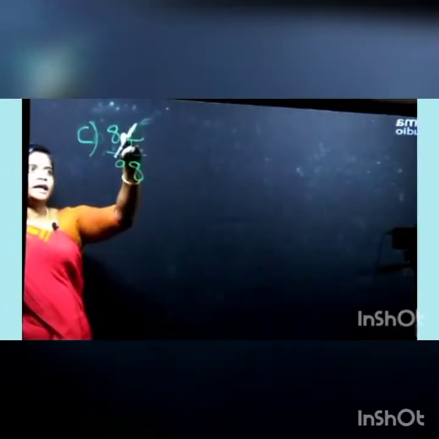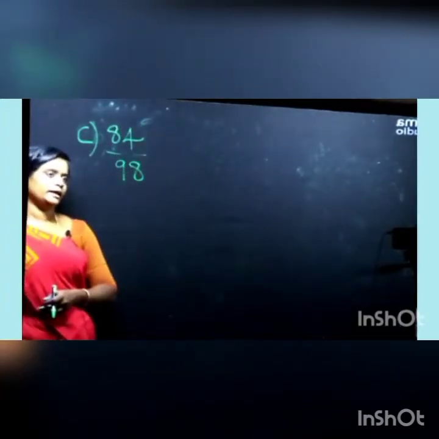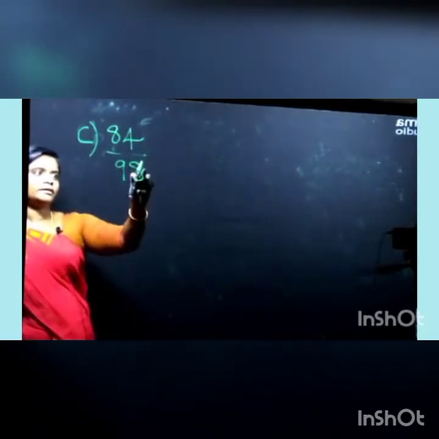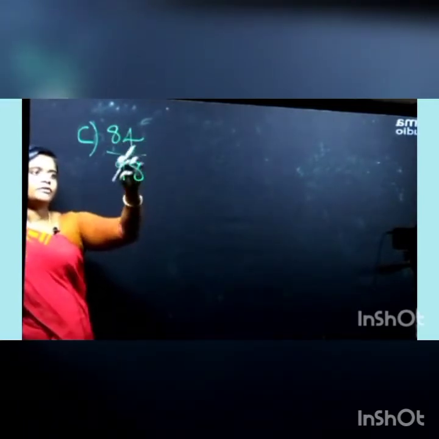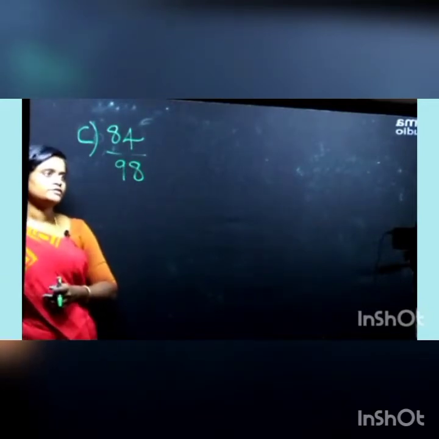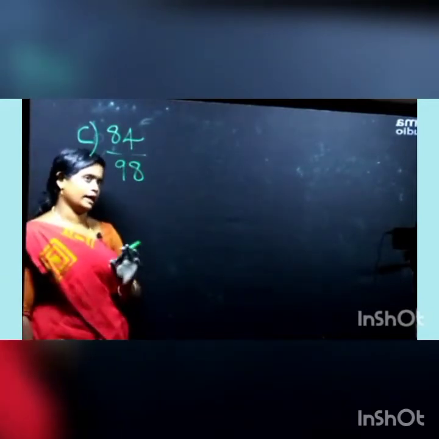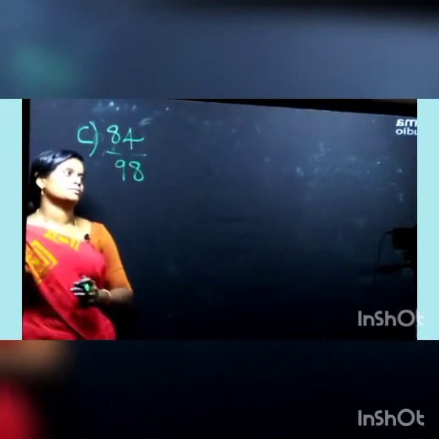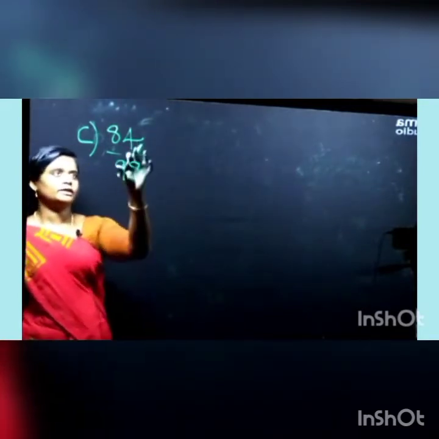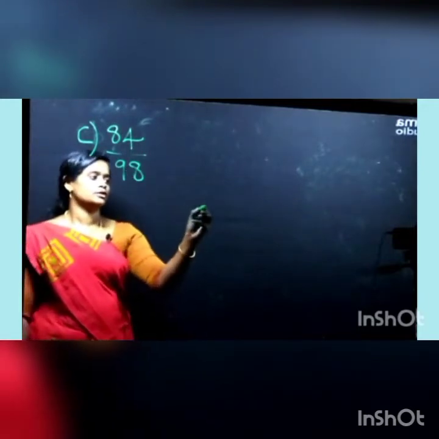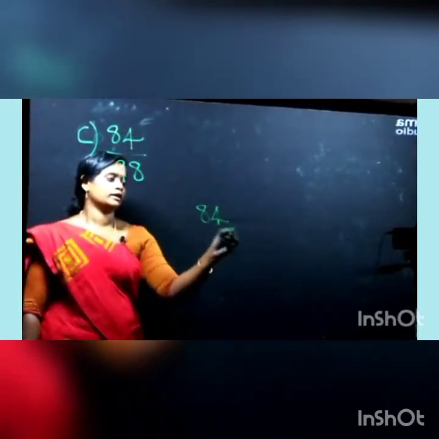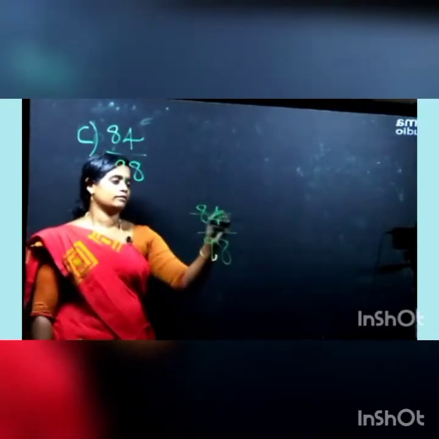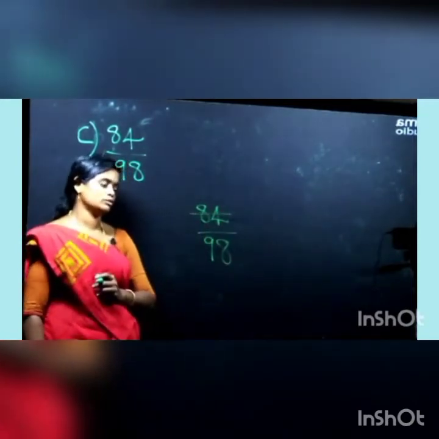Next question, 84 by 98. Since 84 and 98 end with the digits 4 and 8, these numbers are divisible by 2. So, first we can divide these numbers by 2. So, we write 84 by 98 here and cut this 84 and divide by 2.